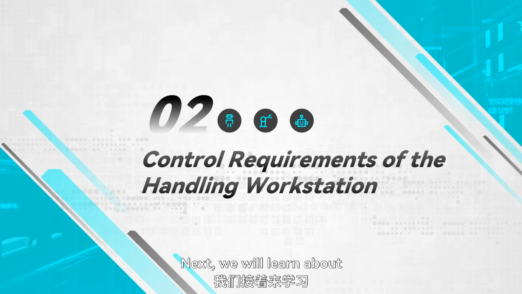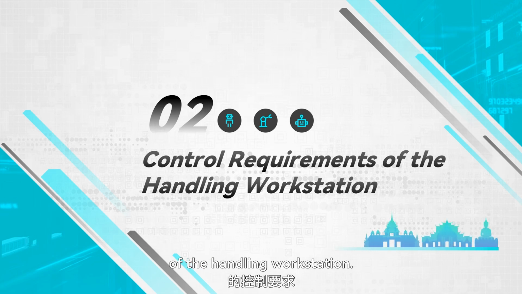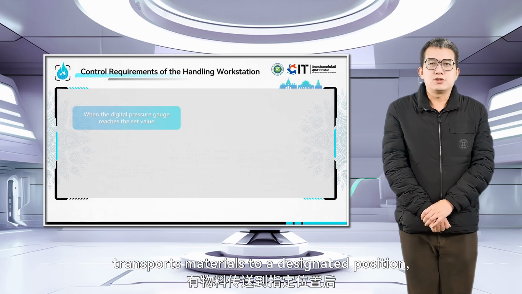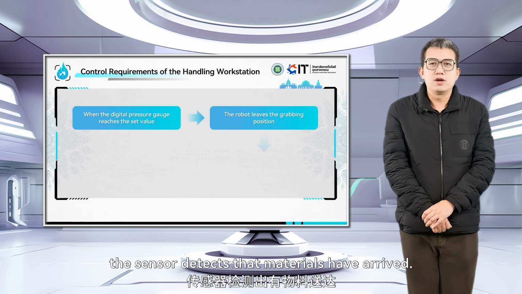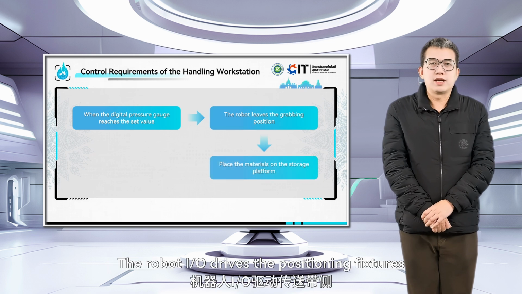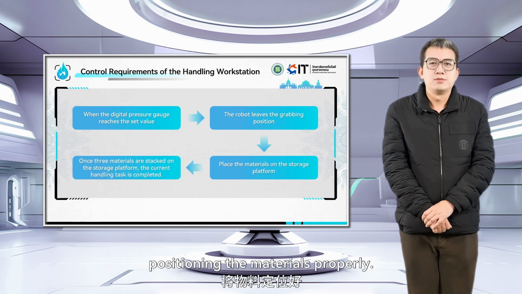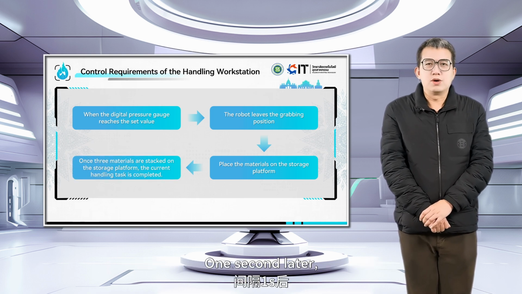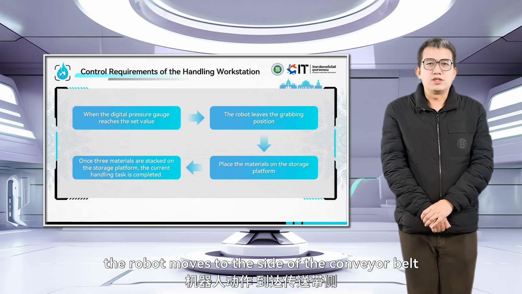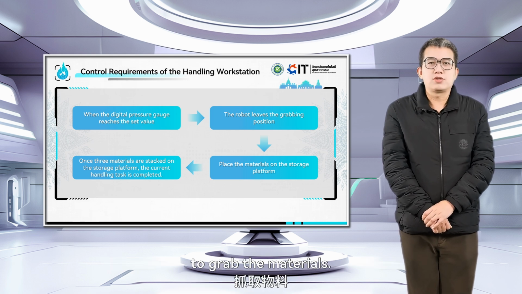Next, we will learn about the control requirements of the handling workstation. When the conveyor belt transports materials to a designated position, the sensor detects that materials have arrived. The robot I/O drives the positioning fixtures on the side of the conveyor belt to action, positioning the materials properly. 1 second later, the robot moves to the side of the conveyor belt to grab the materials.